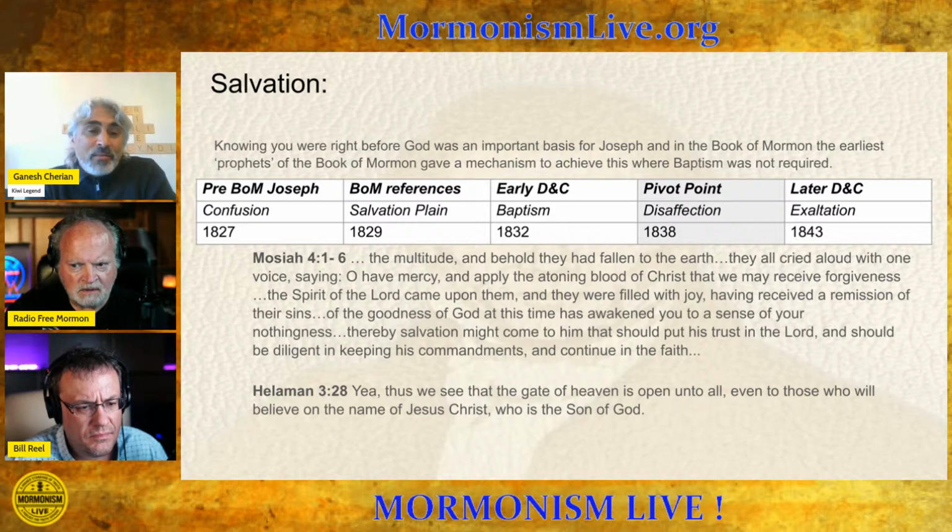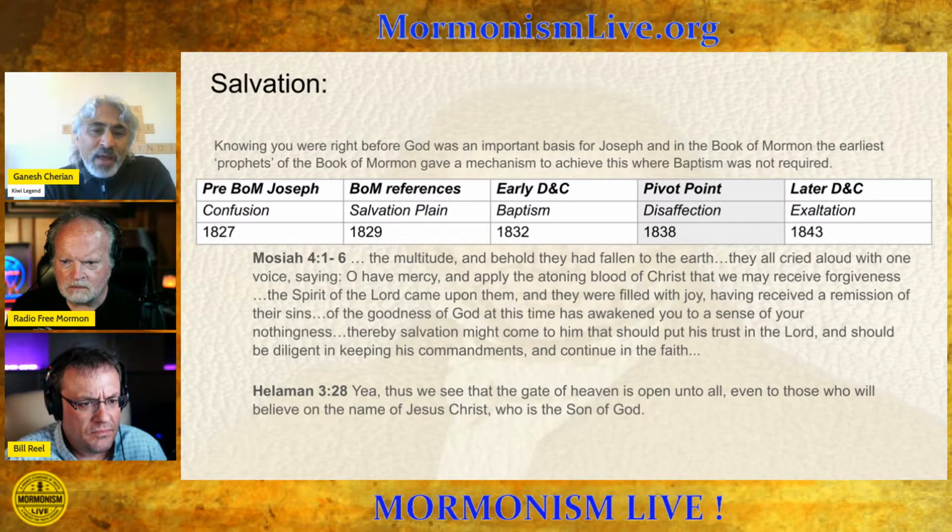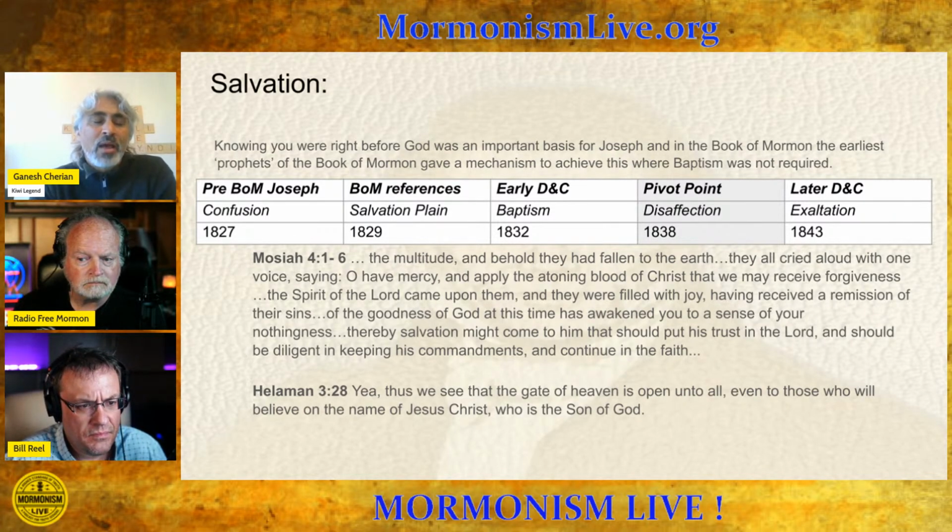So more on this one. So then baptism becomes a big part of the early Doctrine and Covenants, early part of the church. There's significant disaffection through the Kirtland Bank scandal, and then the expulsion from Missouri. So we see in Nauvoo, in the latter part of the Doctrine and Covenants, this idea of exaltation. So this reward, not just salvation, but the idea that there's going to be the godhood reward.